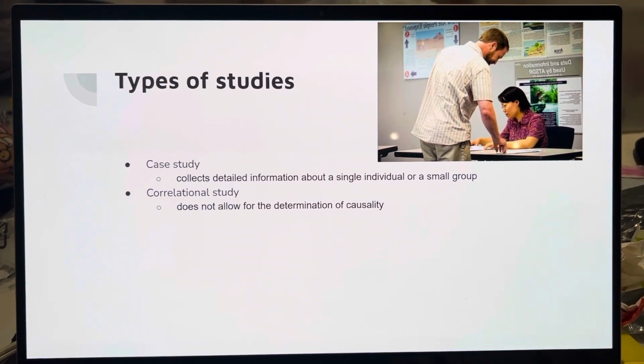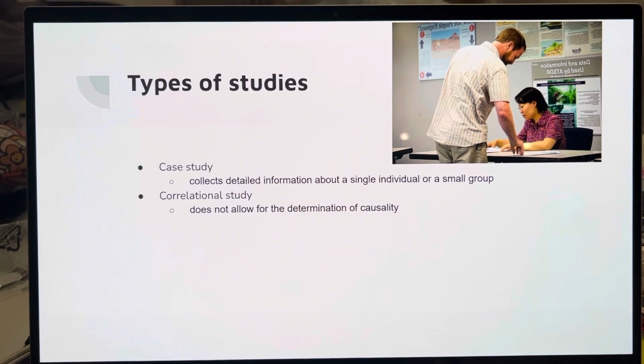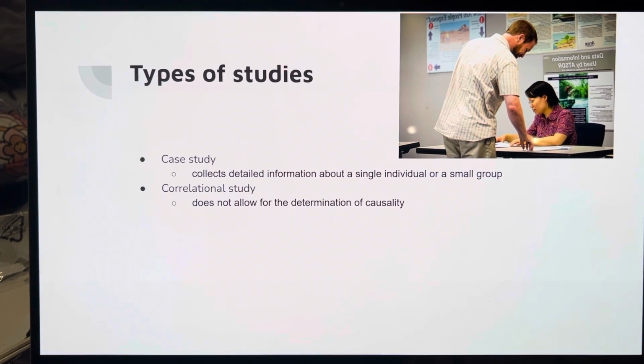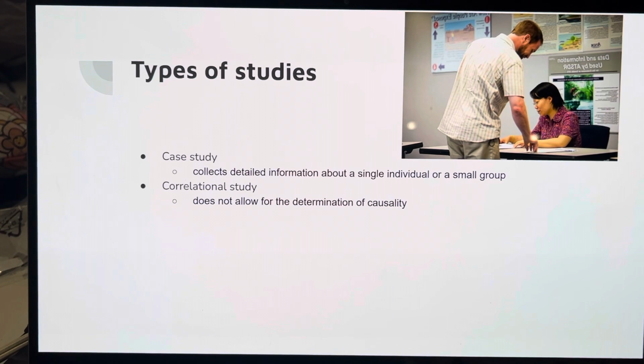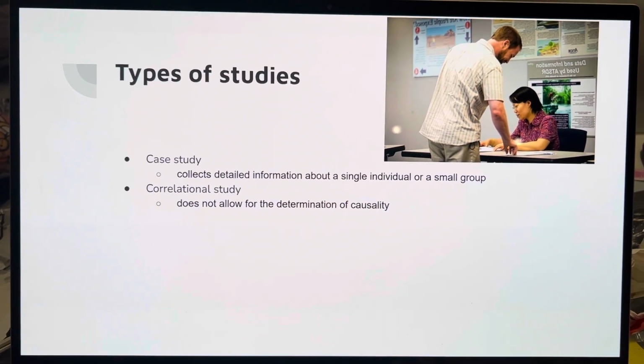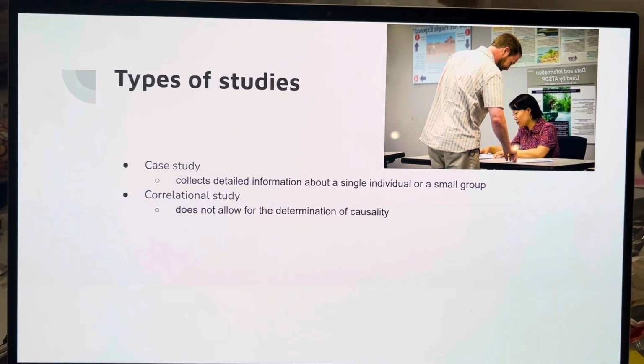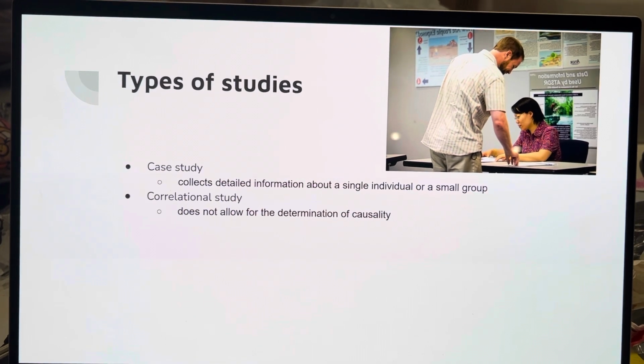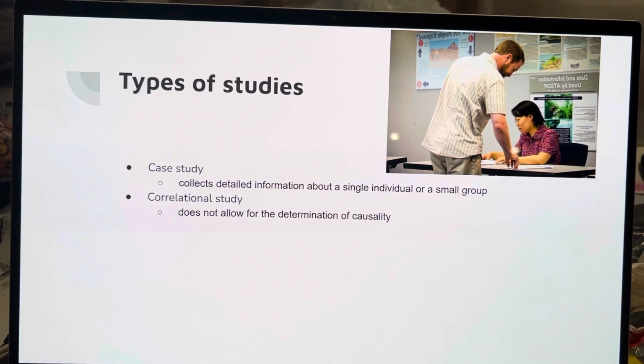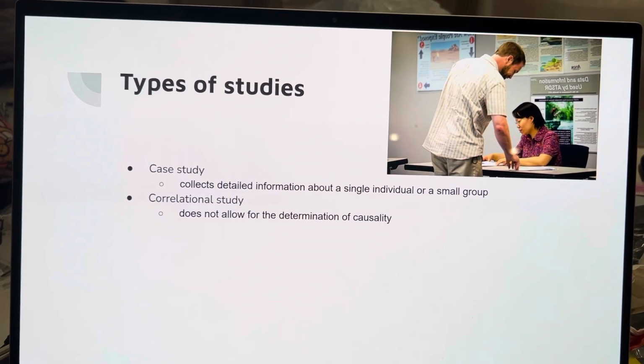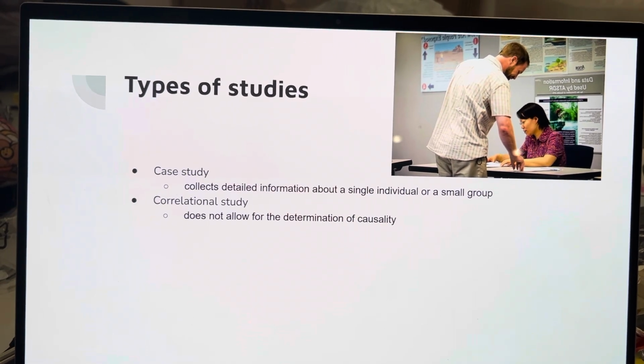Some types of studies in psychological studies are the case study, which collects detailed information about a single individual or a small group, or a correlational study. This does not allow for determination of causality. Rather, it defines correlations.